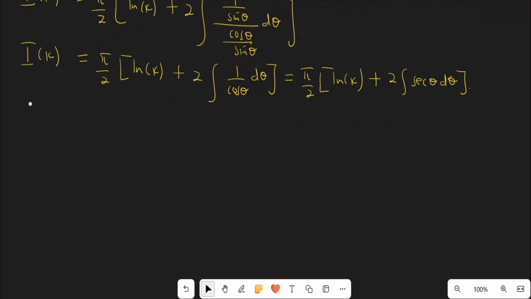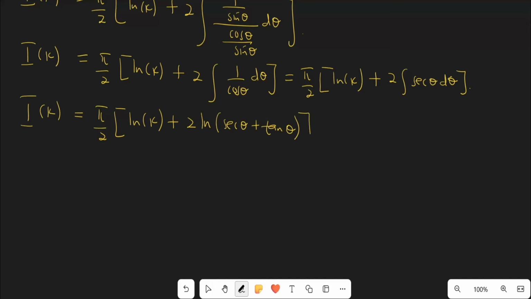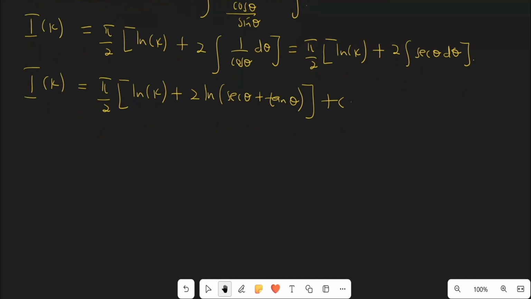So integrating secant of theta, we have done this before severally. So this is pi over 2 and then ln of k, and then plus 2 times integrating secant of theta, which is the ln of the secant of theta plus the tangent of theta. I can put that in absolute value. So we are done with the integration. Put the constant of integration c.